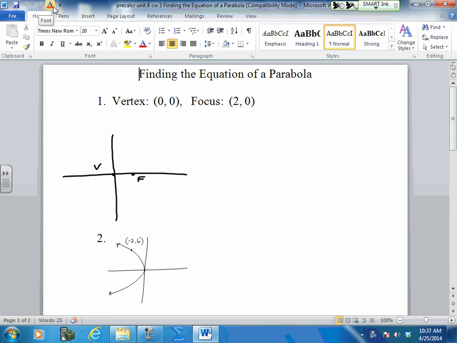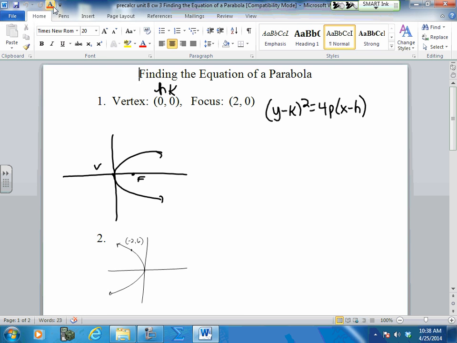To the right, because we know it has to go around our focus, right? So this is a y squared. So we're going to start with this formula: y minus k squared equals 4p times x minus h. And we're going to plug in your vertex. Your vertex is your h, k.